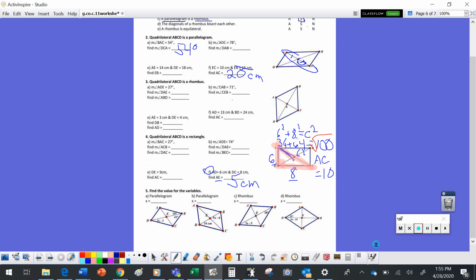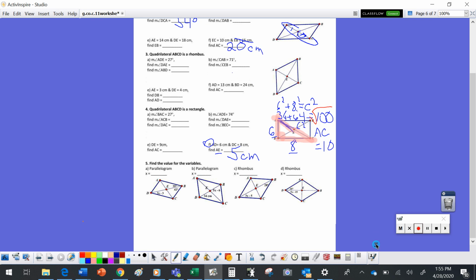Okay? All right, tell you what, let's take a look down here at part number 5. Let's look at part C. Okay? They tell us that this is a rhombus. And we have x right here inside this angle. And they give us that this angle is 28 degrees.